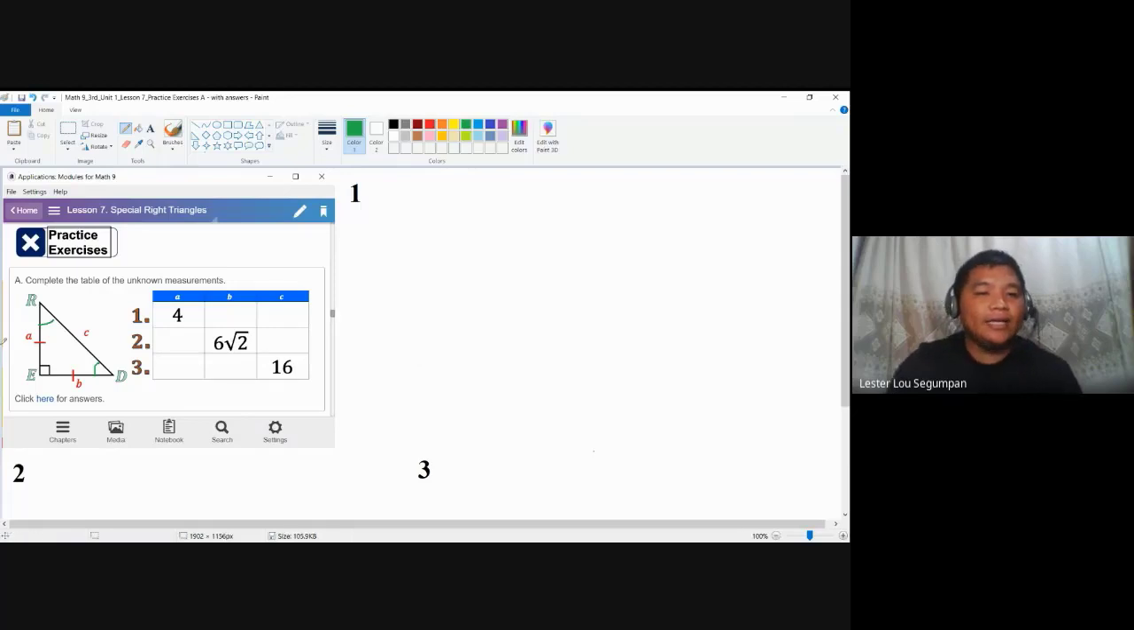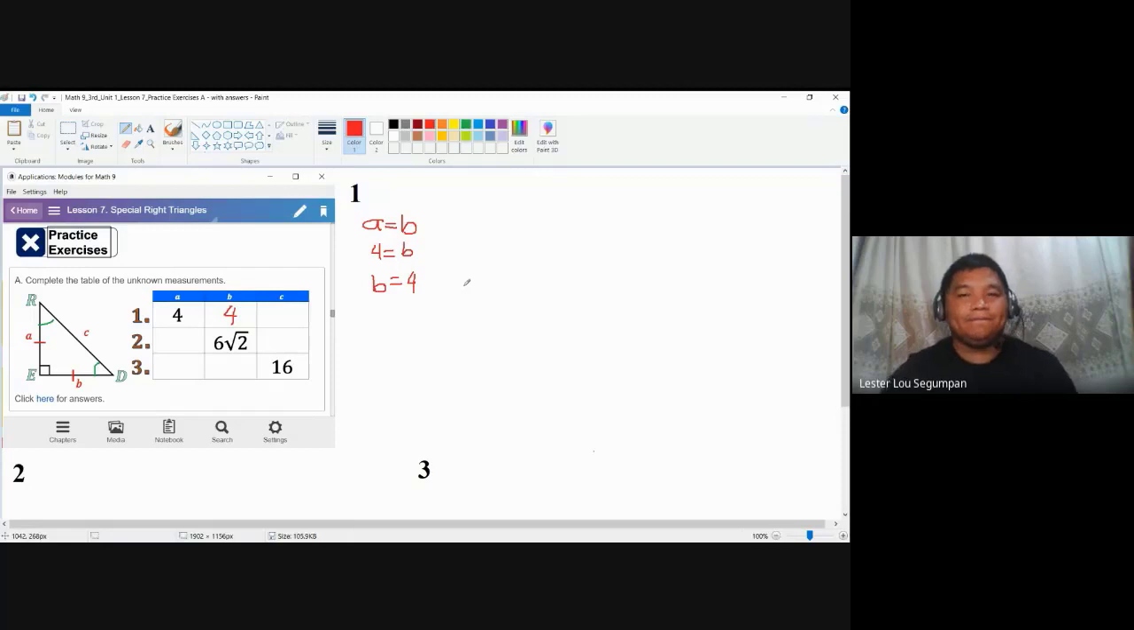Let's look at number one. A here is equal to 4. Since A is equal to B in terms of its notation, and of course it's given to be an isosceles right triangle, if A is equal to 4, then B, by substitution property, is also equal to 4. So I could write it here, 4.